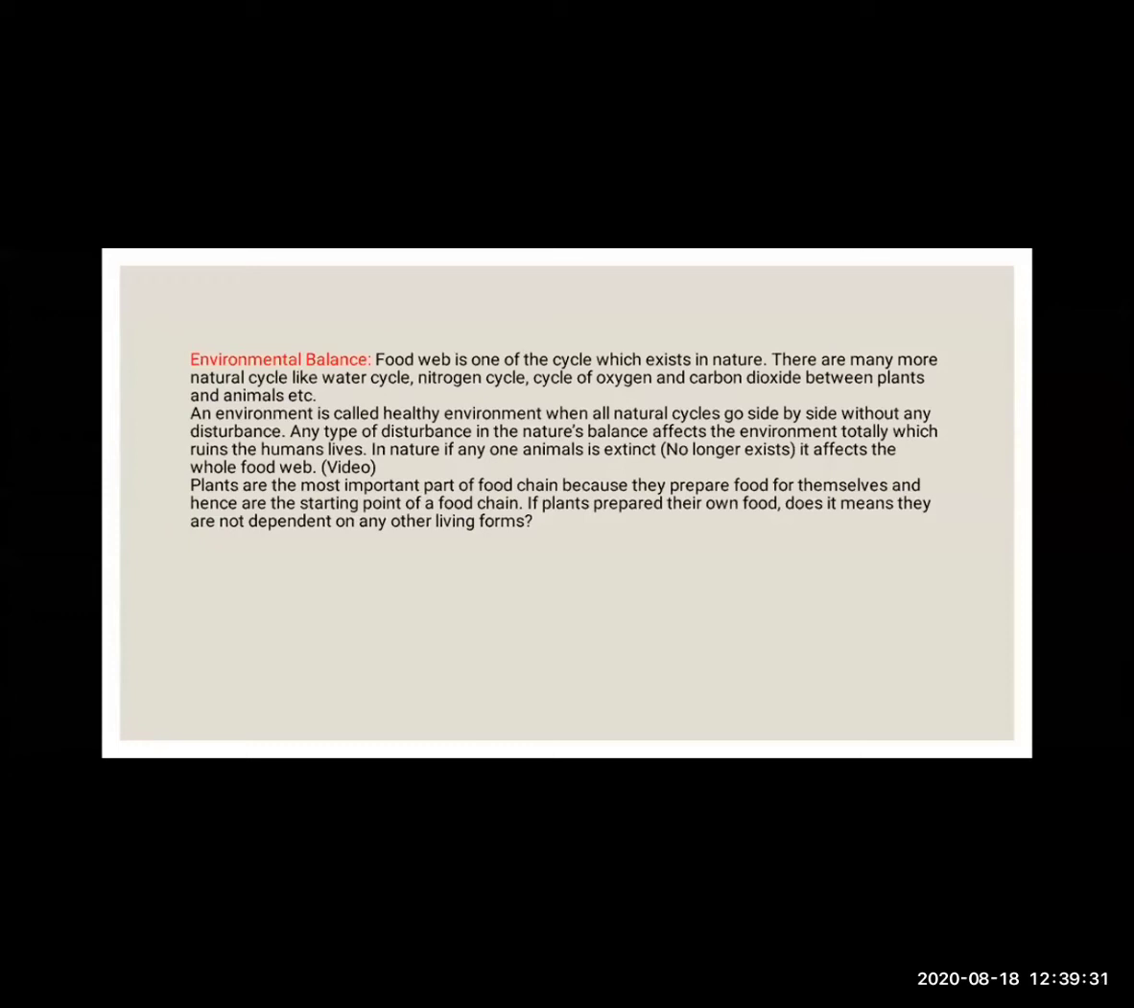और उनको जिंदा रहने के लिए क्या चाहिए? प्लांट. अगर प्लांट ही नहीं रहे, trees are not there, how will they stay alive? They are going to die. Because they prepare food for themselves and hence are the starting point of the food chain. Plants को food बनाना आता है, तो कैसे होता है? In fourth standard I think all of you must be knowing this. Photosynthesis. Okay, photosynthesis. Does it mean they do not depend on any other living forms? No. We will see one video about this balance.